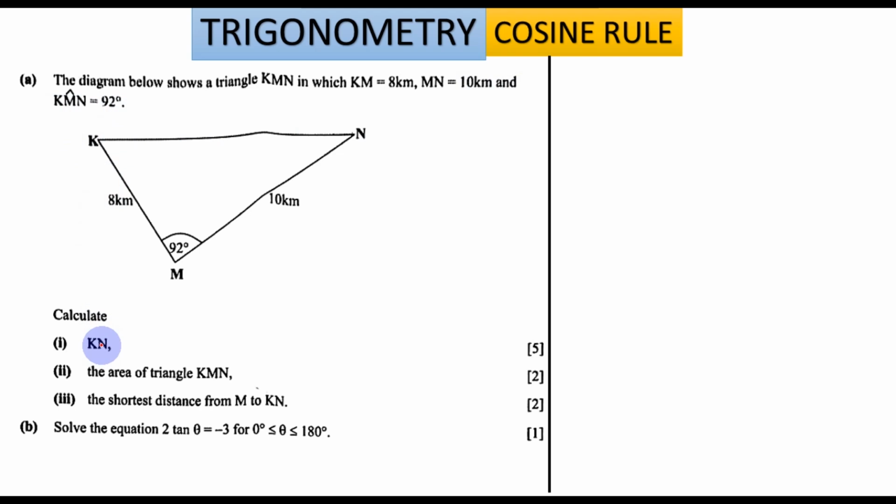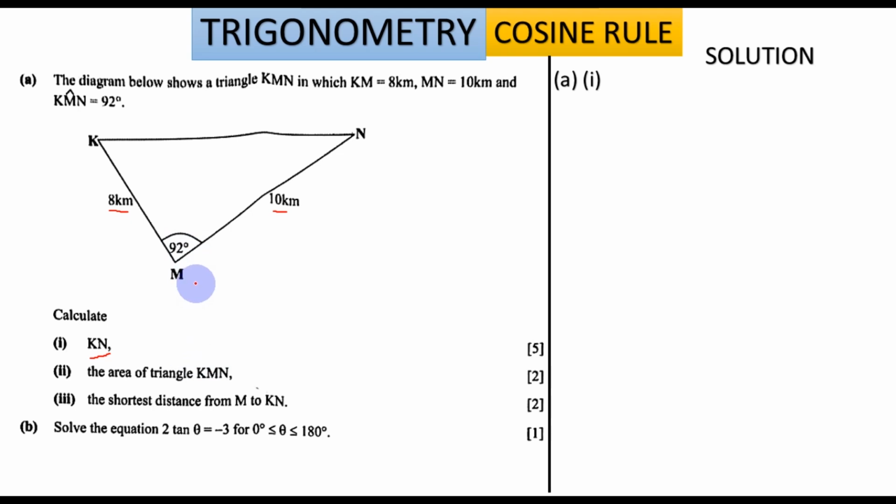The first question is saying calculate Kn. All right, Kn is representing a side. So in this case, we are trying to calculate the length for this triangle. What did we learn in the beginning of this lesson? We said if on your question you've been given two sides and an angle, then they ask you to find the length, you are supposed to use cosine rule. So definitely here I'm supposed to use cosine rule.